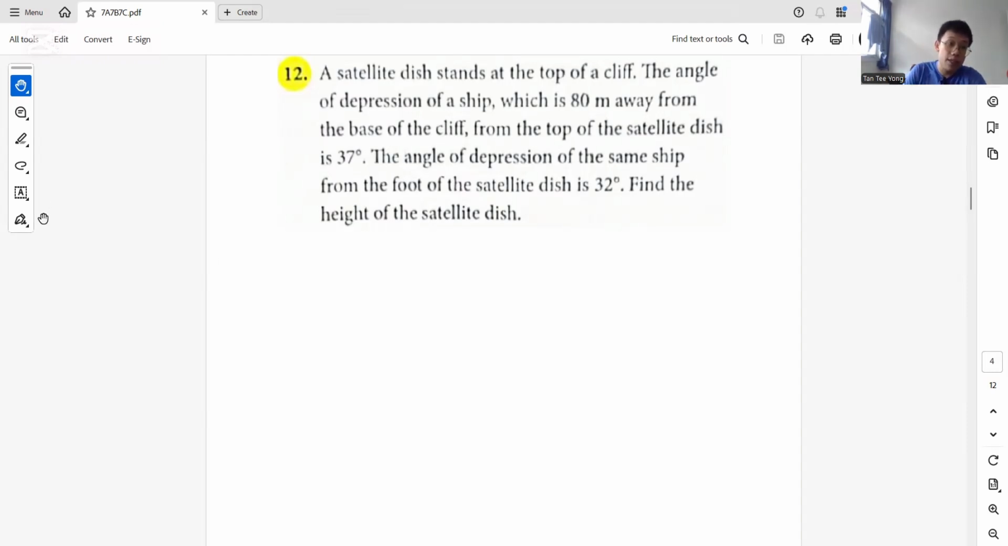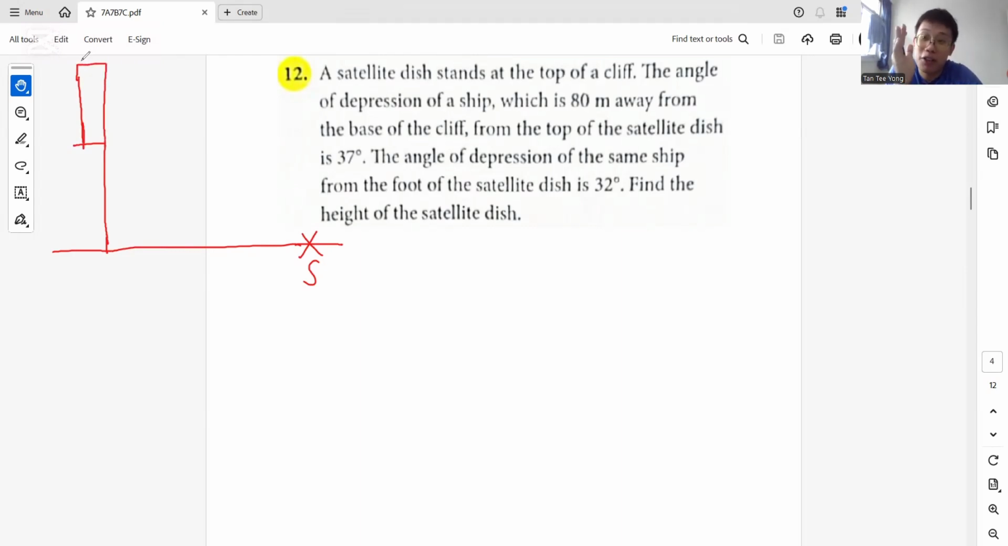Let's draw the cliff first. A cliff, then probably the ship is here, S. I'm just going to draw the satellite dish longer. Maybe it's the cross-section view. The bottom of the cliff I label C, this is A, this is B. From C to S is 80 meters, as they said.